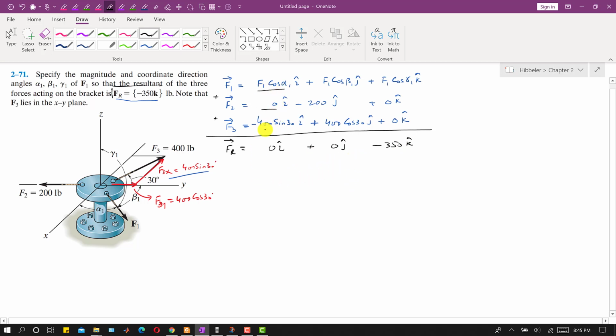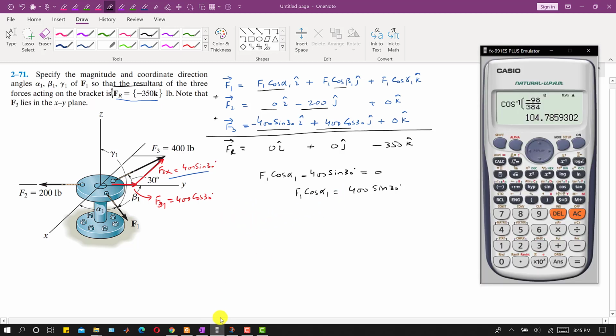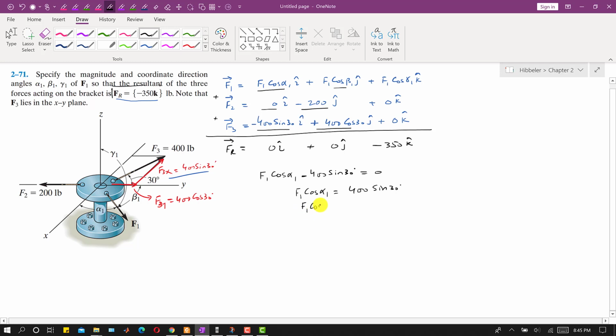Now if I add F1x plus F2x plus F3x, this must be equal to 0. So F1 cos of alpha 1 plus 0 minus 400 sine of 30 must be equal to 0. So F1 cos of alpha 1 is equal to 400 sine of 30, which is equal to 200. So F1 cos of alpha 1 is equal to 200 pounds. Let's say this is my equation 1.